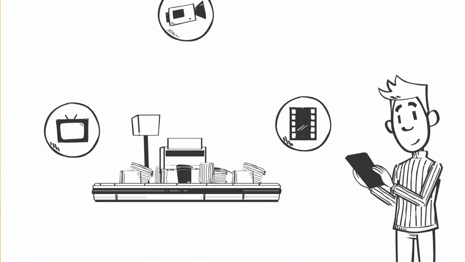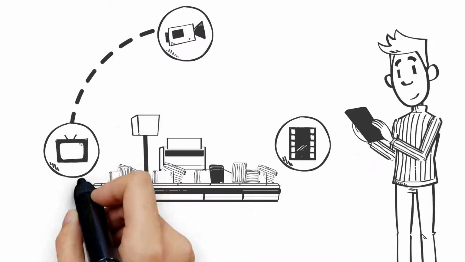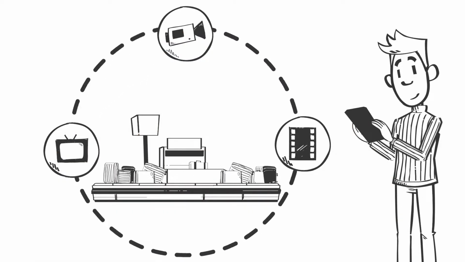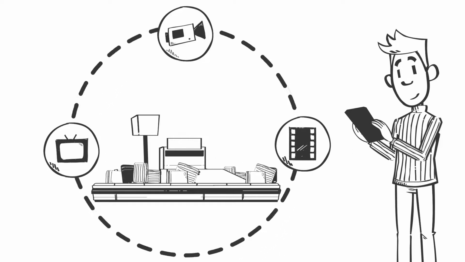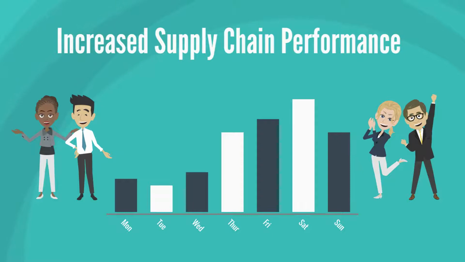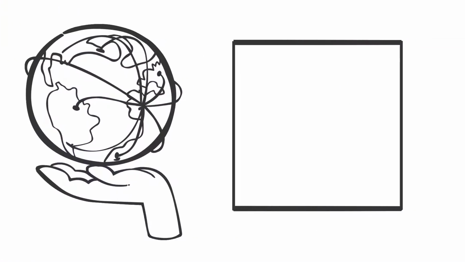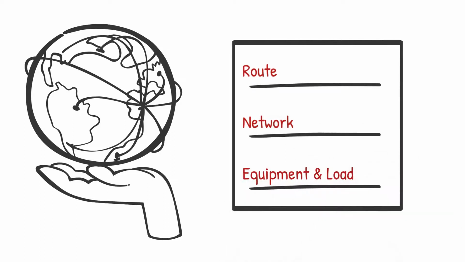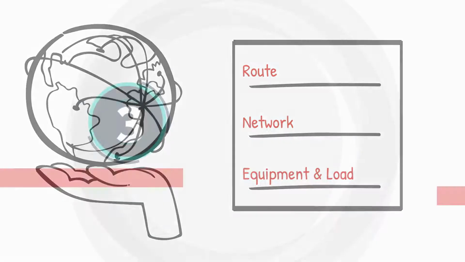Big data gathered and analyzed by the tower results in a reduction of transportation costs and improved supply chain performance. The more efficient and cost-effective your process is, the greater your chance of satisfied customers and repeat business. The best possible optimized solutions are provided in terms of route, network, equipment and load.